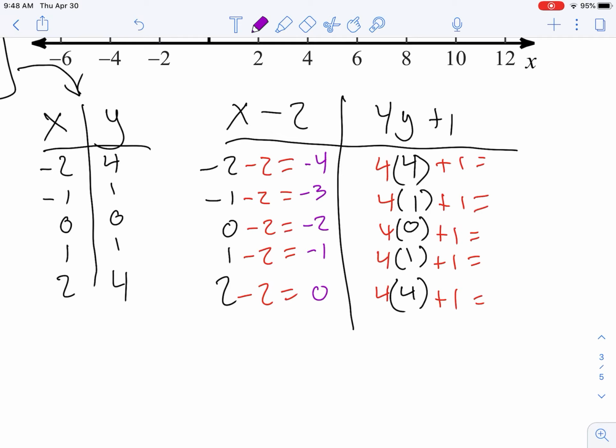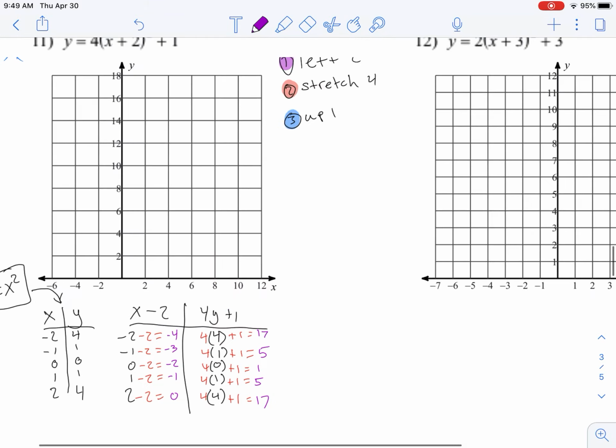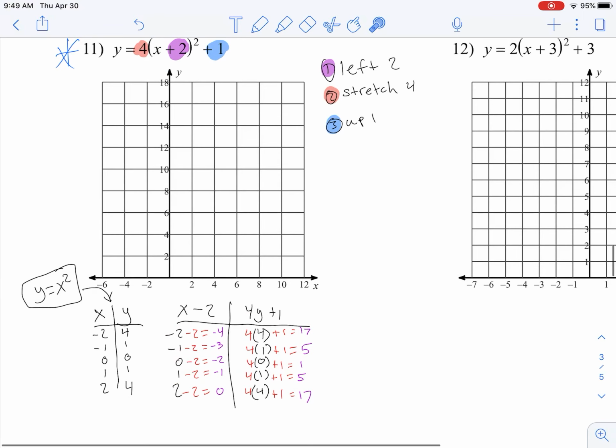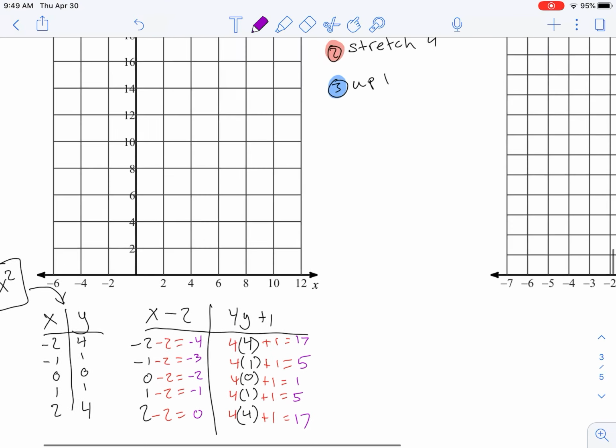And then on my other side, I'm doing 4 times 4, which is 16, plus 1, which is 17. 4 times 1 is 4, plus 1 is 5. 4 times 0 plus 1 is 1. 4 times 1 is 4, plus 1 is 5. And 4 times 4 is 16, plus 1 is 17. A stretch of 4 means that my parabola is going to be way stretched out. And if you see here on the table, it's actually counting by 2's. So we'll see how that affects it.